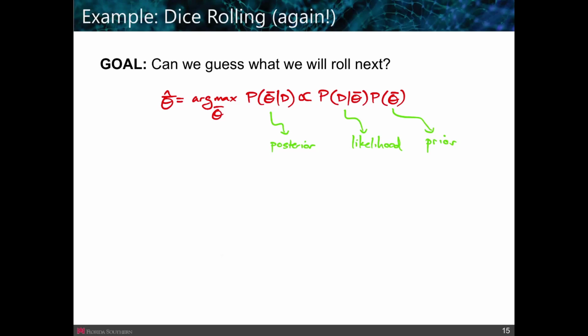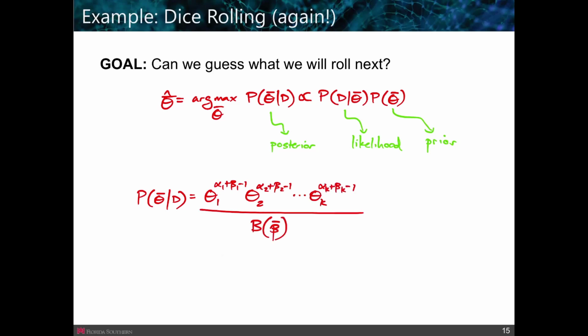Let's write out what this expression will be now that we know P of D given theta and P of theta. You can look back at the previous slides to see that. The posterior, the probability of an array of theta given D, is going to be equal to. Now, in our optimization, or in terms of determining the best value of those parameters, we can ignore that normalization constant because it does not depend on our thetas. It only depends on the betas.